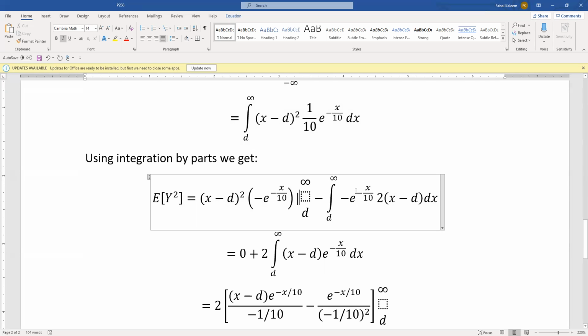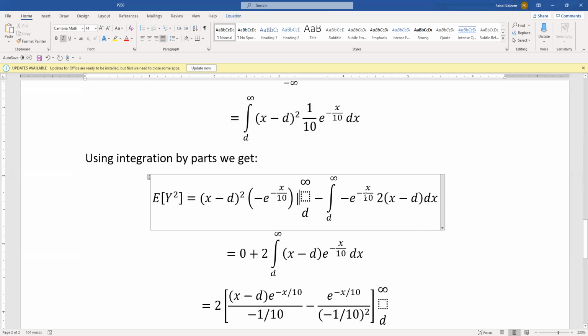And then you repeat the integral of second, which was negative e to the negative x over 10. So you basically repeat this one over here times the derivative of the first. So you take the derivative of the first function, the derivative of this by power rule is 2 times x minus d. So 2 times x minus d.